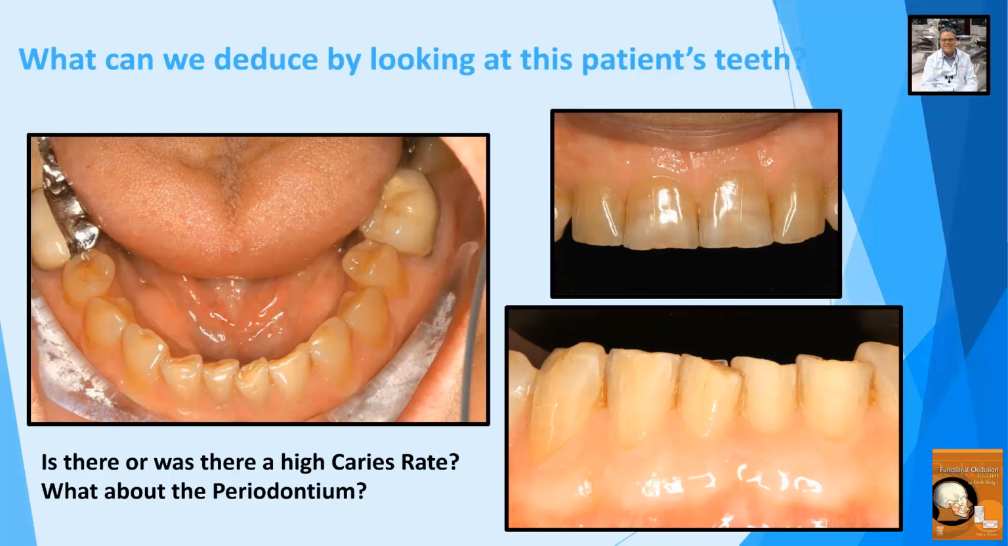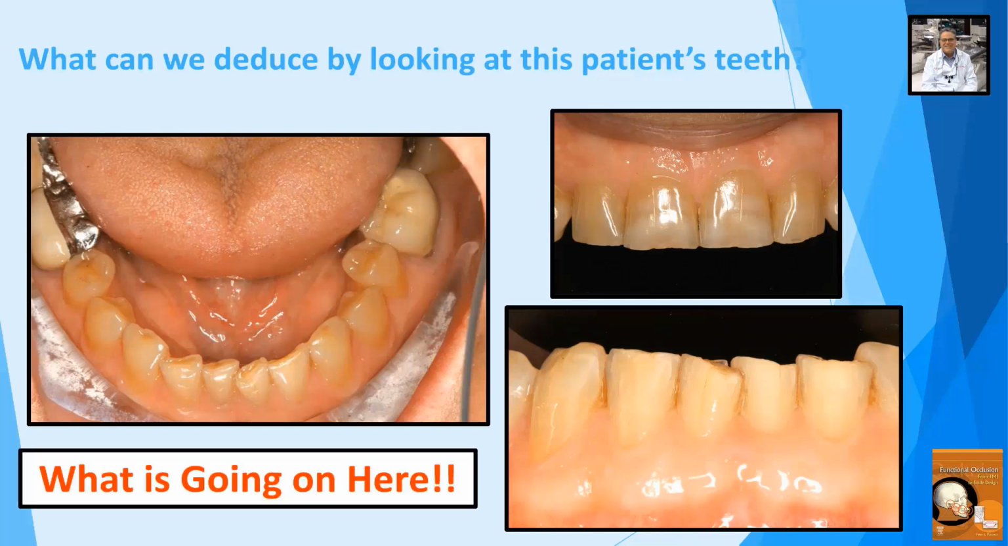But boy, things are falling apart. Things are wearing down, and they're cracking, and they're breaking. There's a bunch of crowns in his mouth. And we're not thinking there's cavities, and we're not thinking there's gum problems. So we ask ourselves, what's going on here?